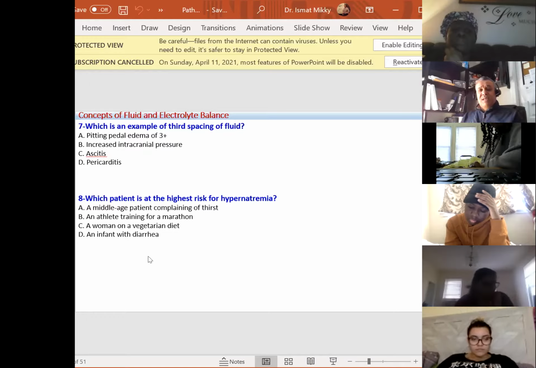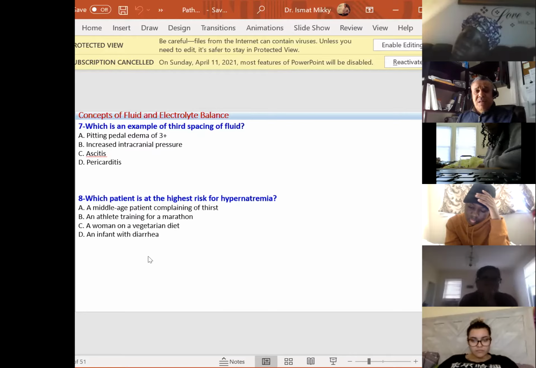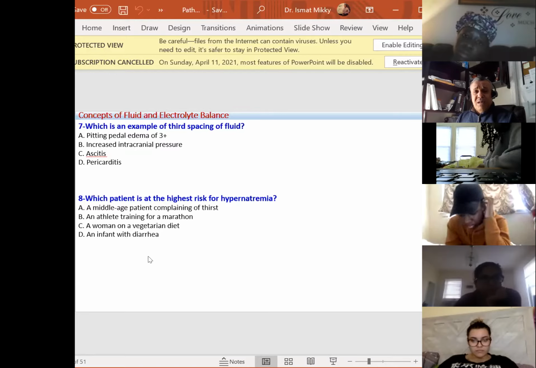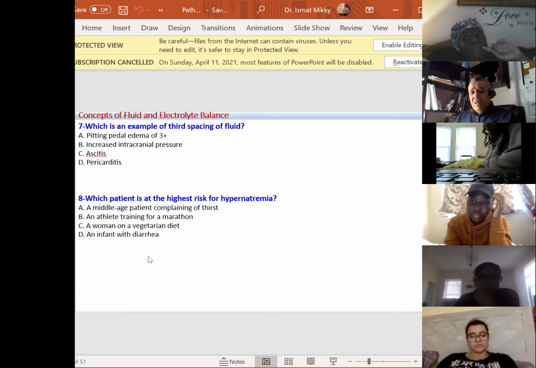Remember we said first spacing, second and third spacing? First spacing is the normal distribution of fluids. Second spacing is edema. Third spacing is when the fluid is trapped in a compartment and cannot be resolved or treated unless we intervene with something like paracentesis or thoracentesis. So in this case, third spacing would be D.